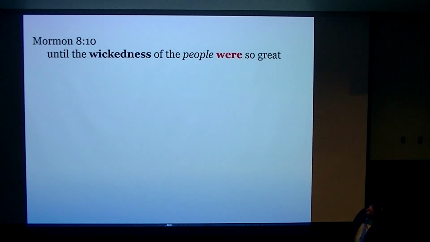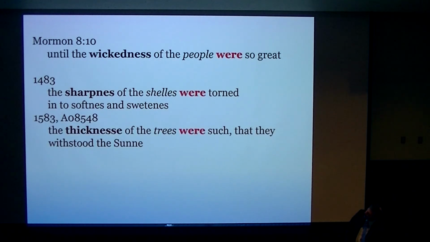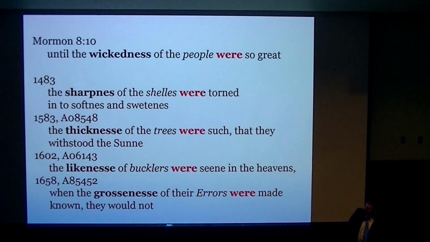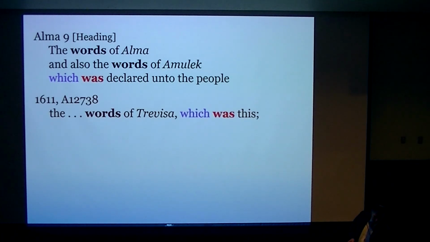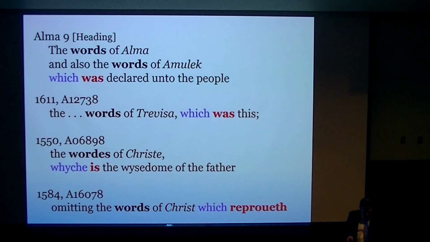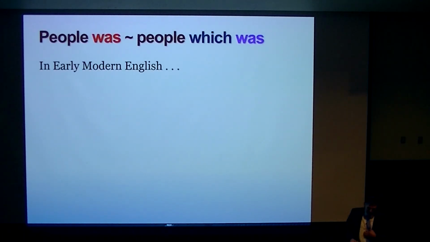"Until the wickedness of the people were so great," that you could think of as possibly subjunctive, but we don't need to. "The sharpness of the shells were turned." "The thickness of the trees were such," "the likeness of bucklers were seen," "when the grossness of their errors were made known." "Words of Alma and also words of Amulek, which was declared," which makes "was" more likely. "The words of Teresa, which was this," "the words of Christ, which is," "omitting the words of Christ, which reprove it." This is an interesting pattern. There's a lot of this.